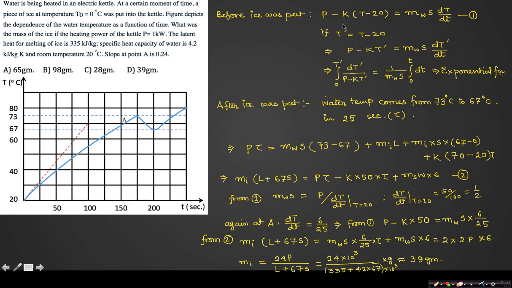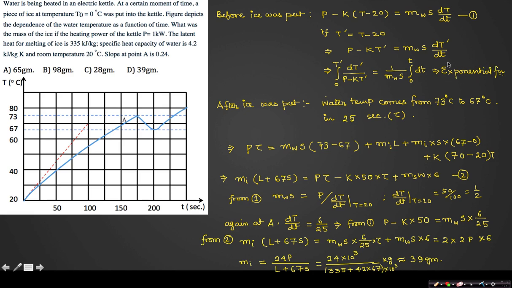I can write this equation as P minus K T prime is equal to m s dT prime by dt, as T prime and T have a simple relation, so dT by dt is dT prime by dt. Now you can see that if I take this term in the denominator with dT prime, and take dt on the other side, then I can integrate, so I will find an exponential equation.